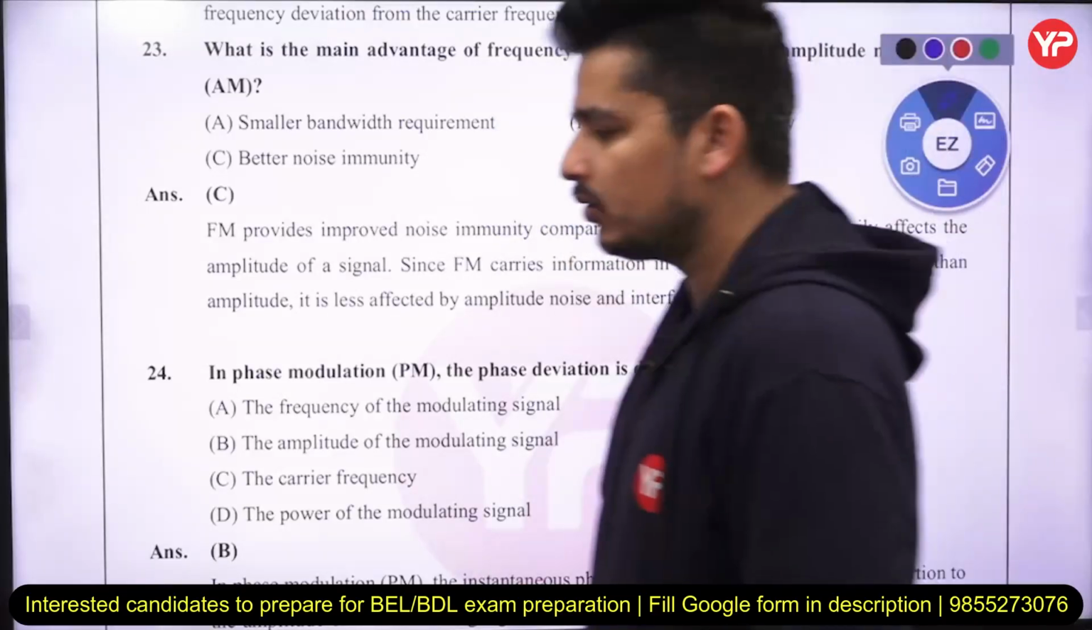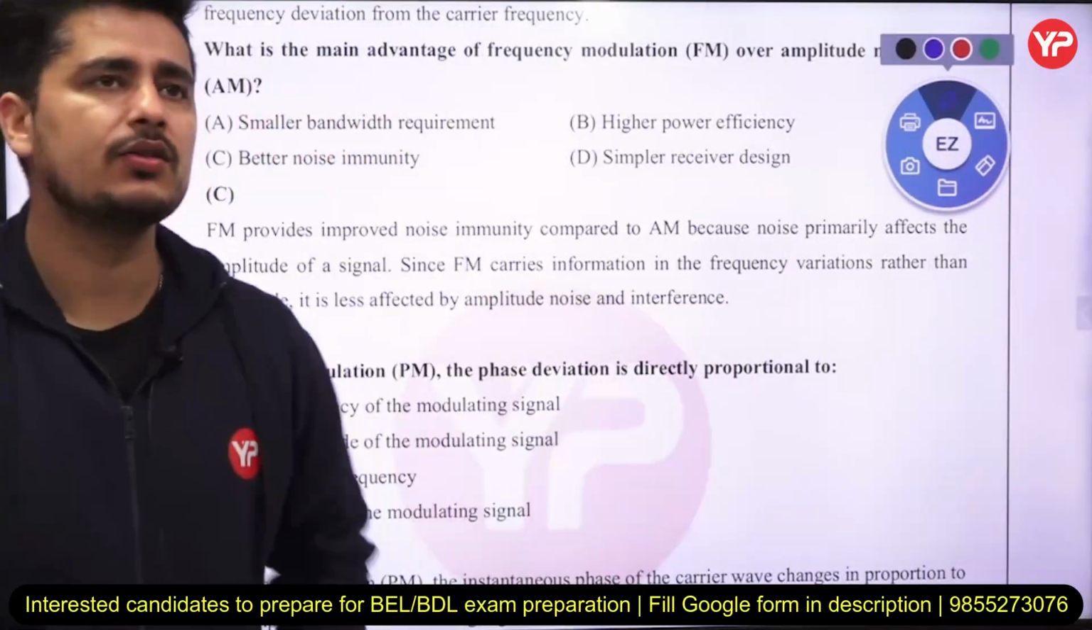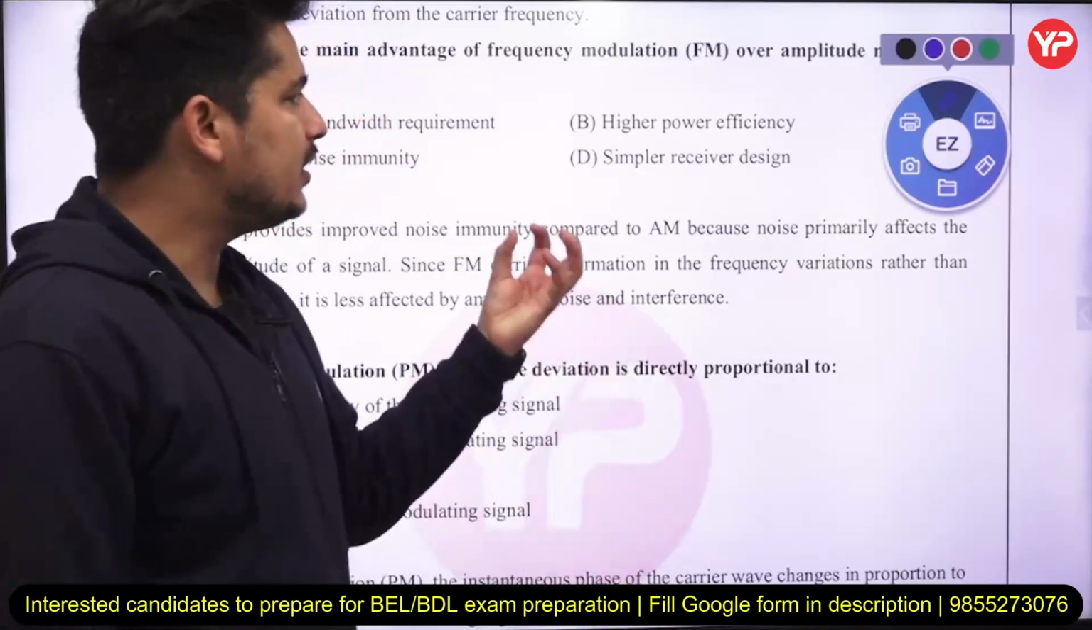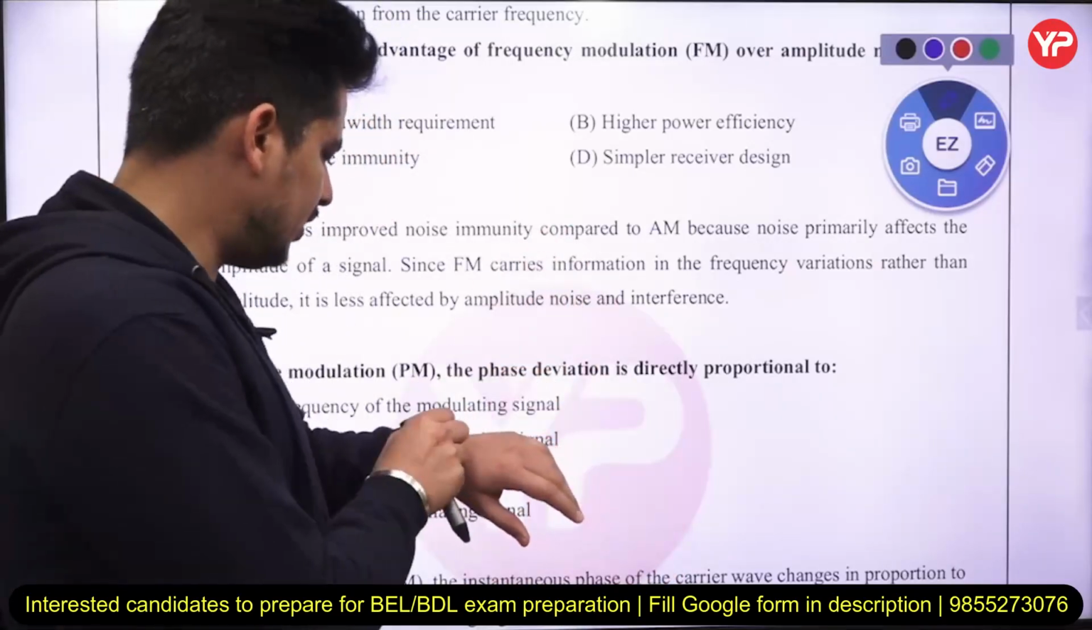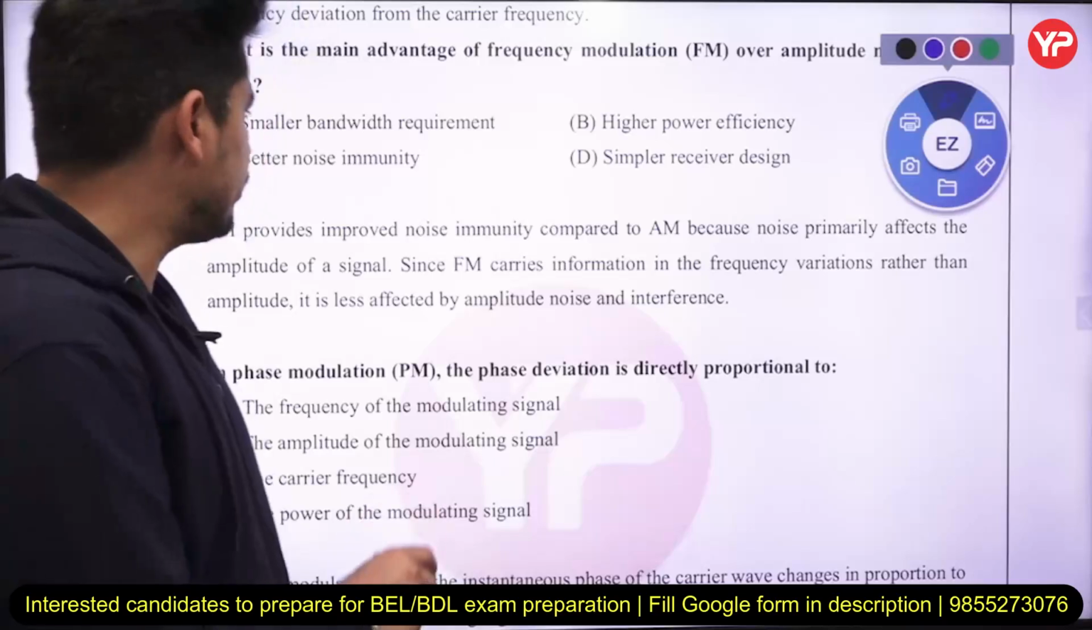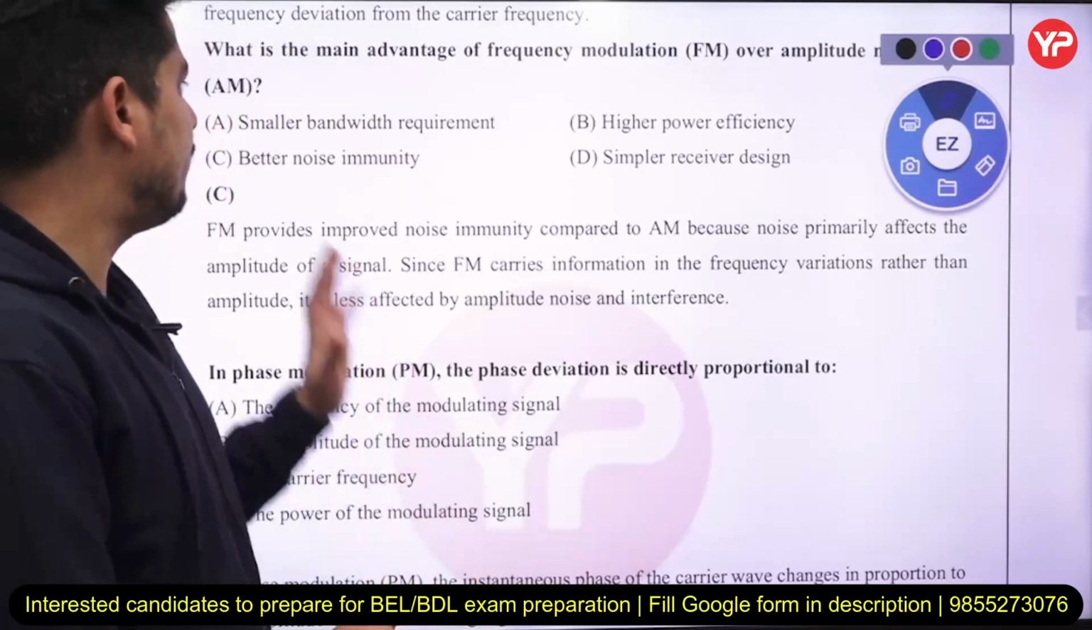Next, what is the main advantage of frequency modulation over amplitude modulation? The major advantage of the FM signal is that it is highly immune to the noise. Remember that, right? So better noise immunity.